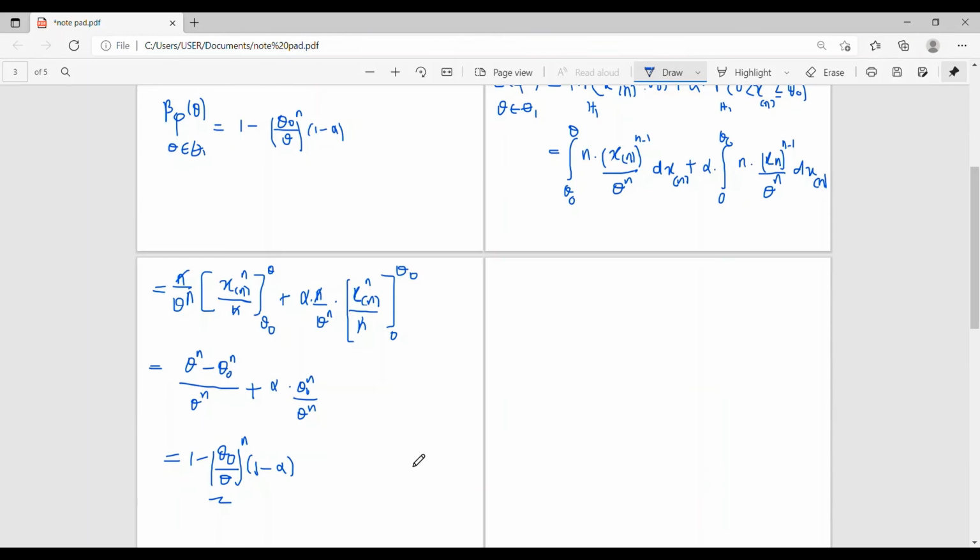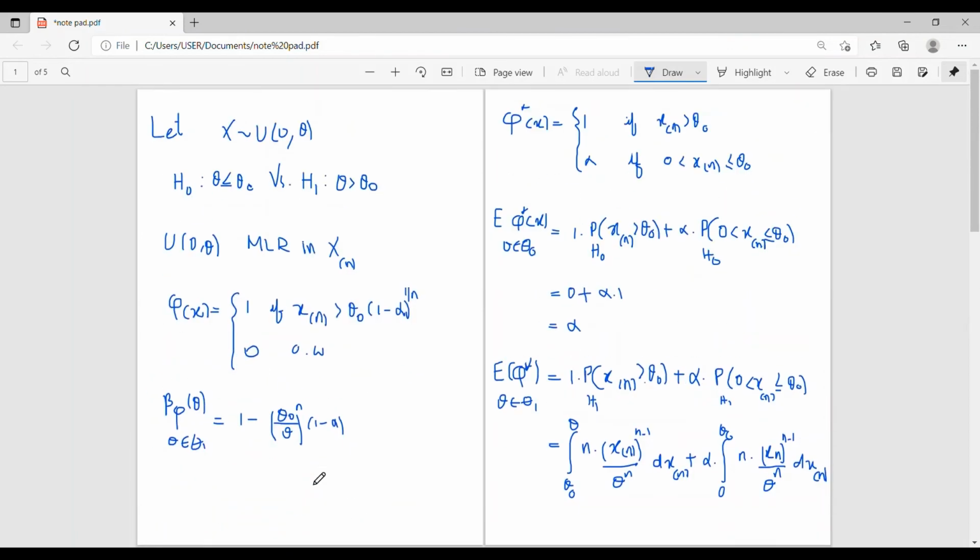Here you can see that the power of both phi of x and phi star of x are equal. Also both phi of x and phi star are of size alpha. Thus by the definition of a UMP test, we can say both phi of x and phi star of x are UMP for testing the given problem H0 against H1, and hence the UMP is not unique.